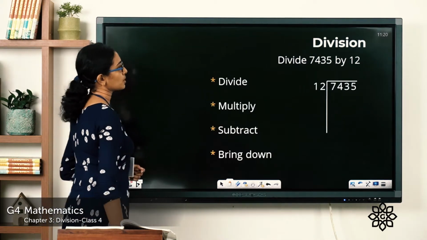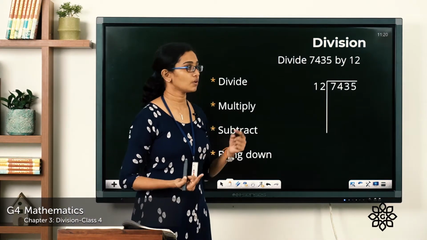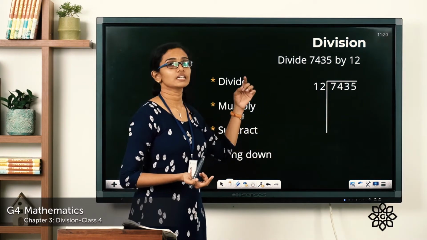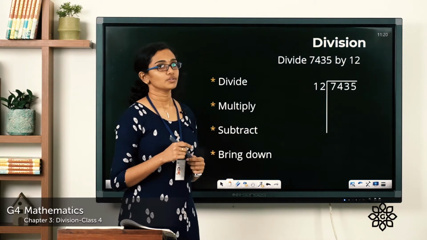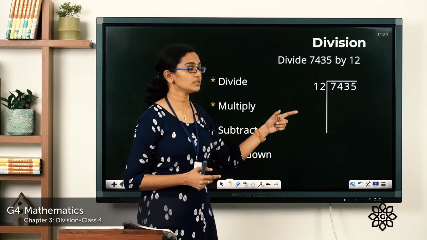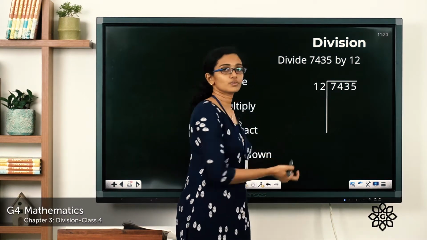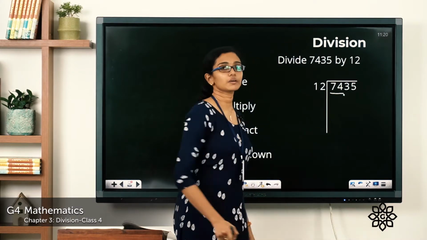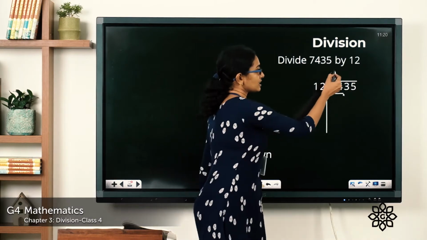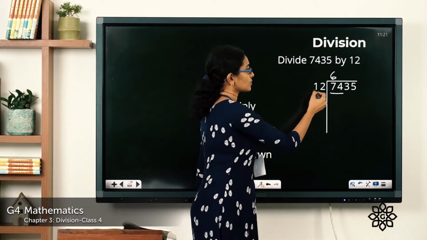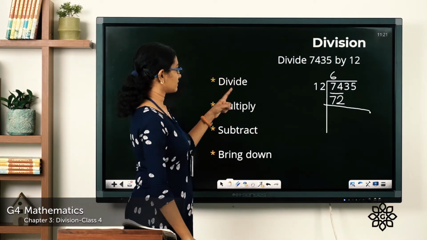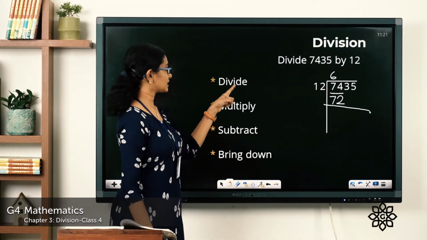So we know 12 ones are 12, 12 twos are 24, 12 threes are 36, 12 fours are 48, 12 fives are 60, and 12 sixes are 72. So make sure you are choosing a factor which gives you the multiple which is either equal to or less than the dividend we are considering. So keeping that in mind, let's write 6 here as the quotient, to give you 12 into 6 equals 72. Now, we have divided the dividend and the divisor.